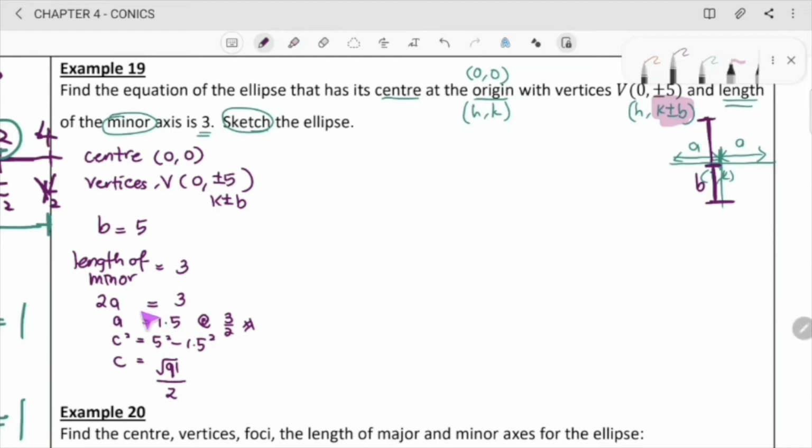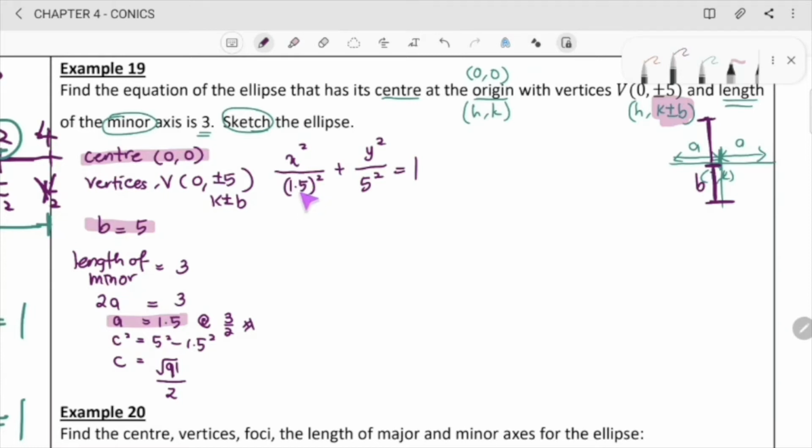So we have the value of a, the value of b, and the center. We can create the equation of the ellipse. As the center is (0, 0), we have x squared over a squared, so it's 1.5 squared, and you can write 3/2 squared. Then y squared, because k is 0, over b squared, and b is 5, so that will be 25. It must be equal to 1.